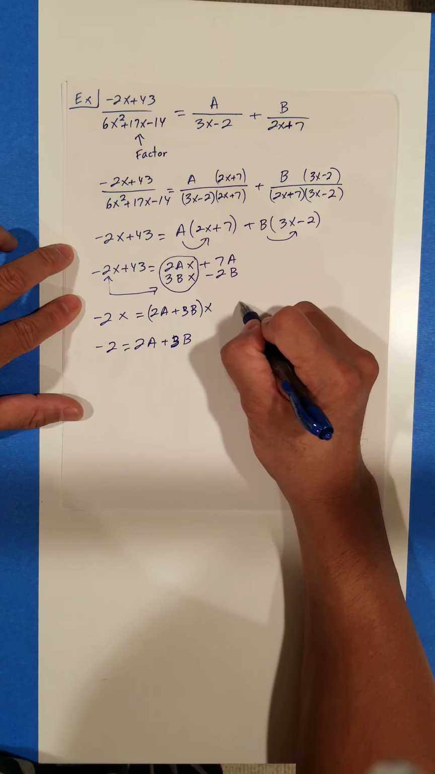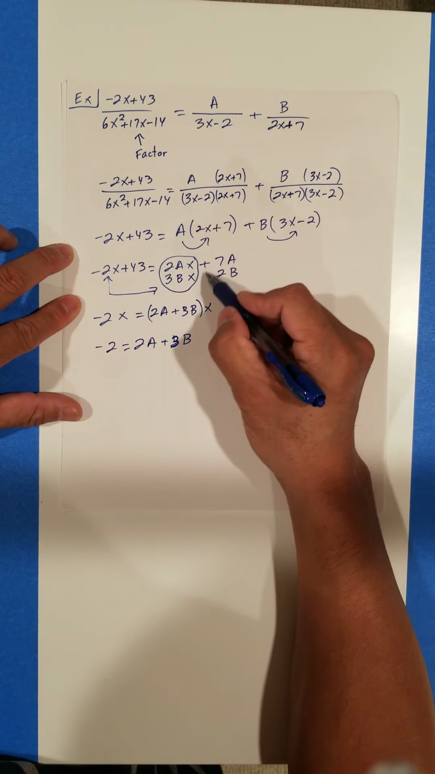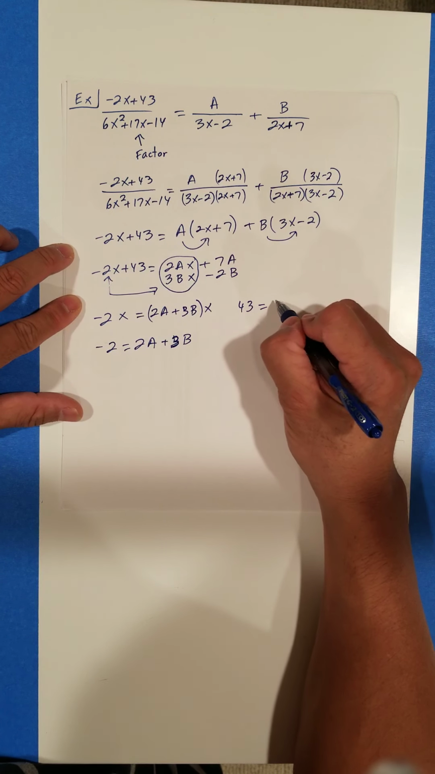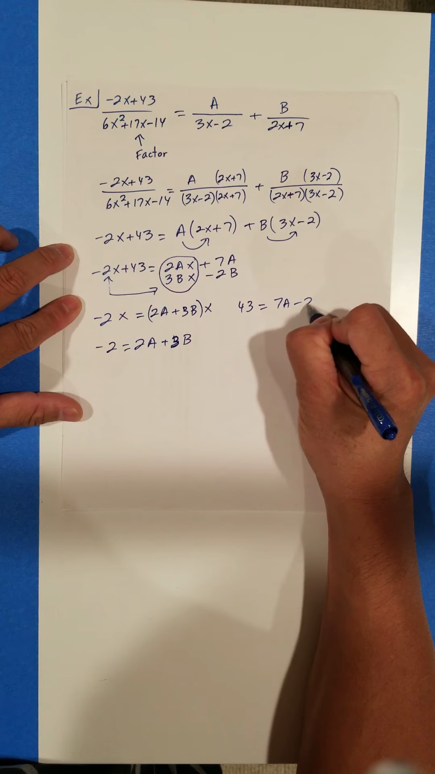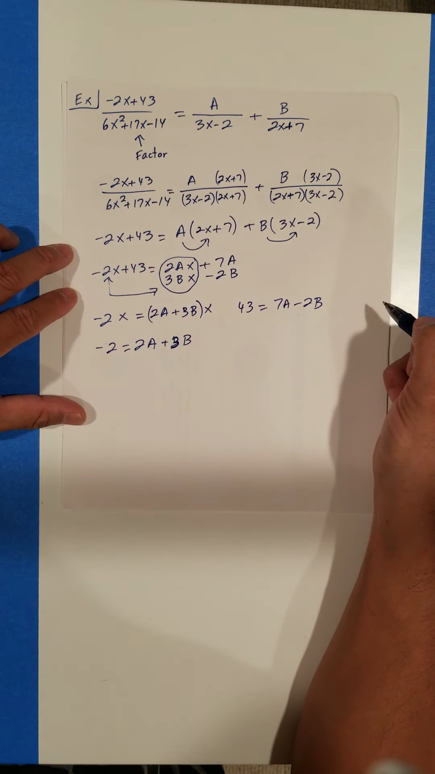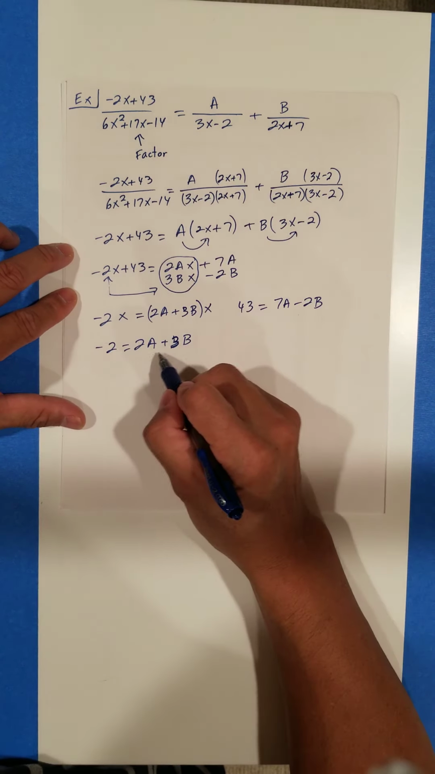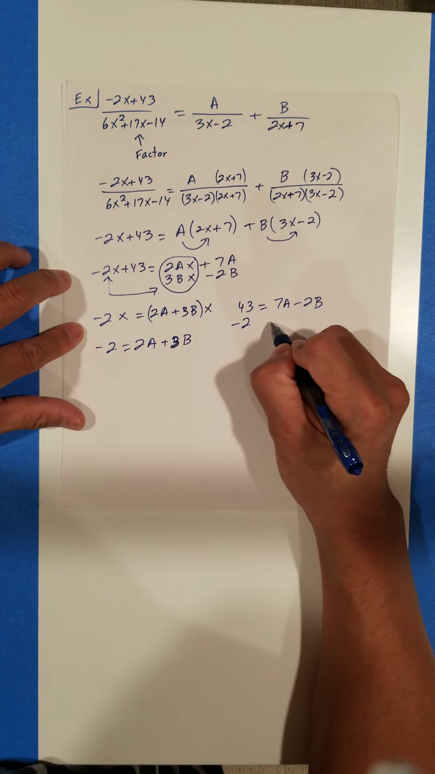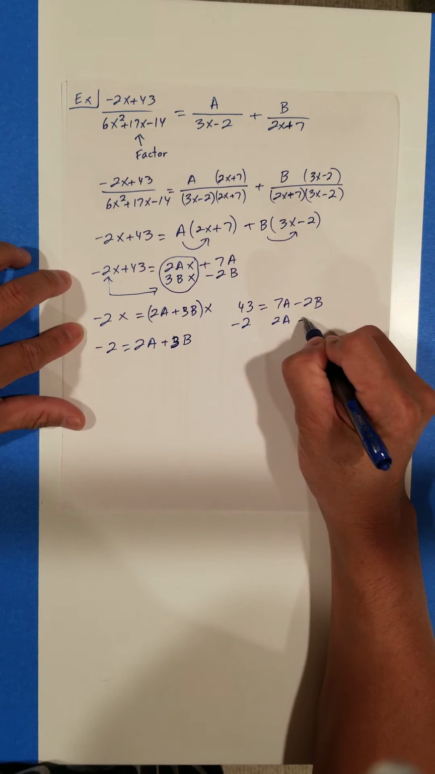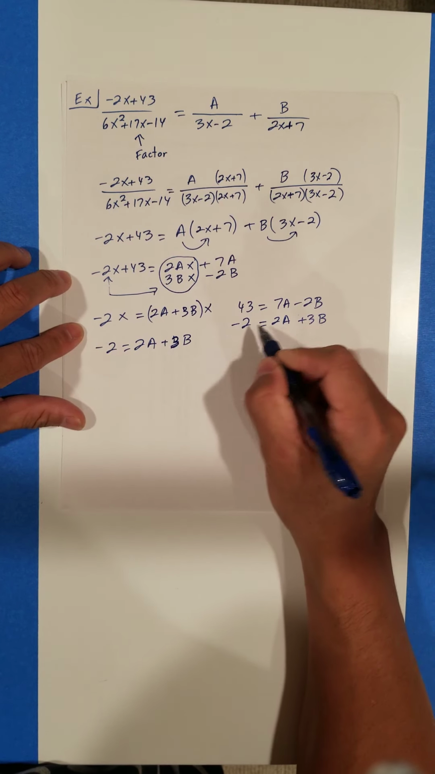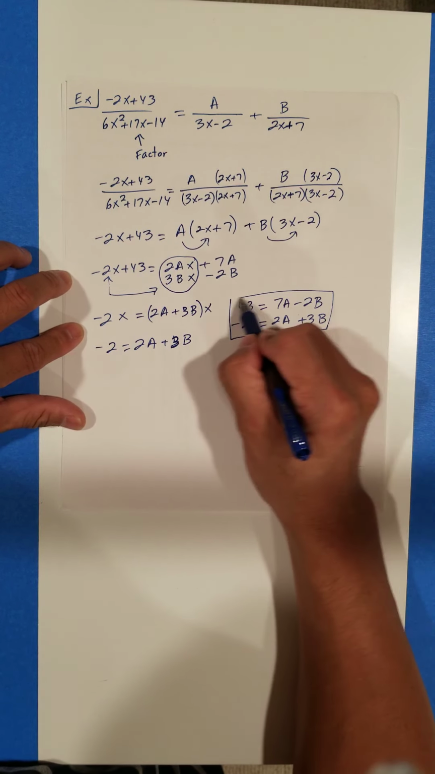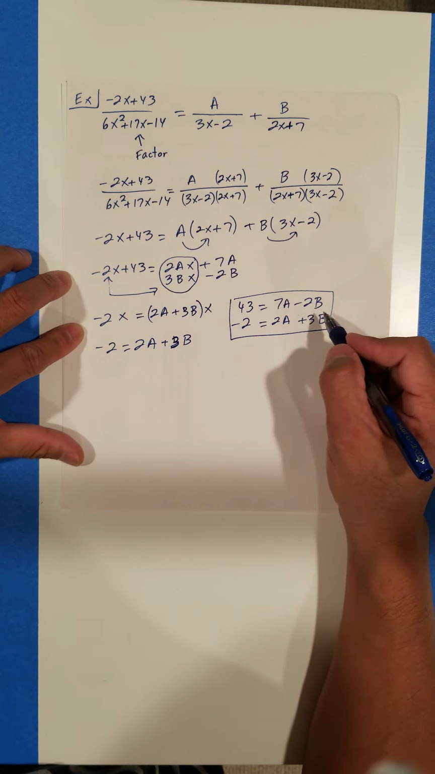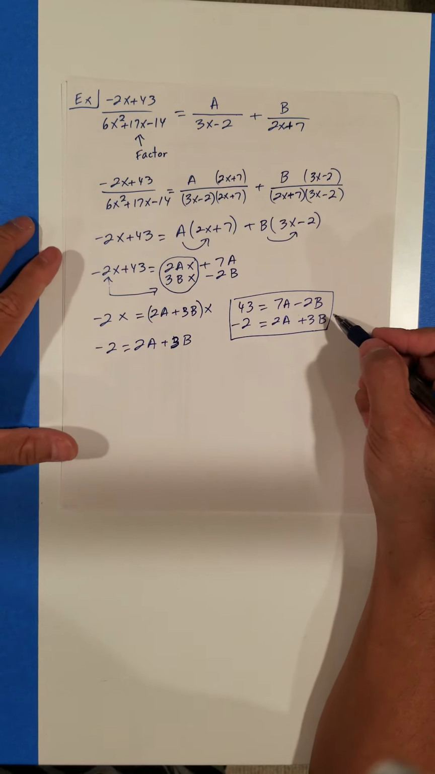Next comes the constant, 43. 43 equals these two guys because these two don't have an x. So 43 must equal 7a minus 2b. Now I have a system of equations with these two right here. First one is negative 2 equals 2a plus 3b. And my second one is 43 equals 7a minus 2b. I'm going to try to solve this system of equations.